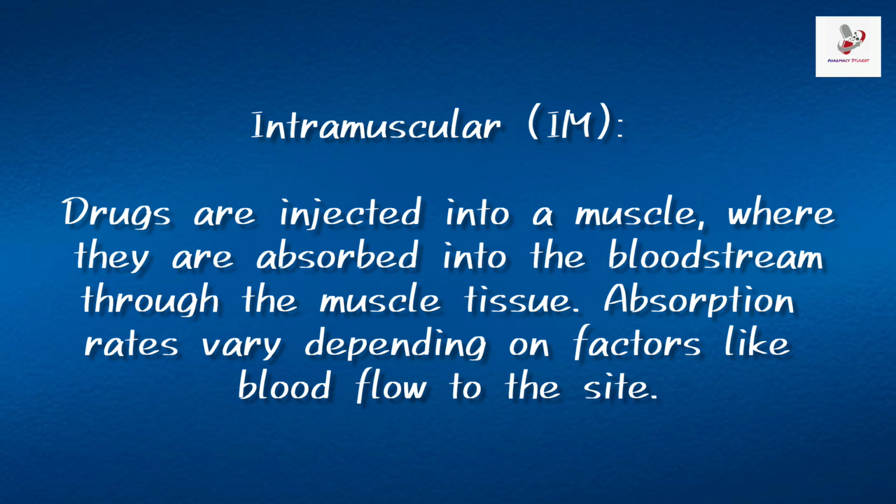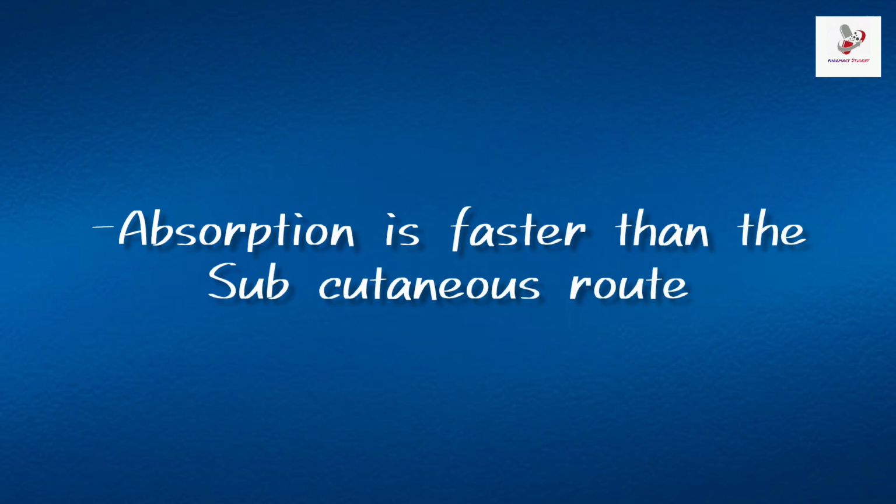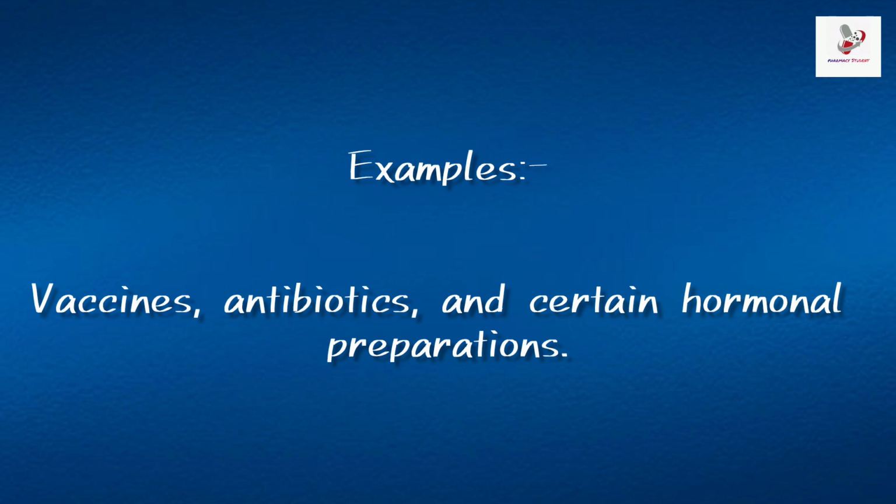Second one is intramuscular. Drugs are injected into a muscle where they are absorbed into the bloodstream through the muscle tissue. Absorption rate varies depending upon factors like blood flow to the tissue. Here, absorption rate is generally faster than the subcutaneous route due to the greater blood supply to the muscles. Examples are vaccines, antibiotics, and certain hormonal preparations.